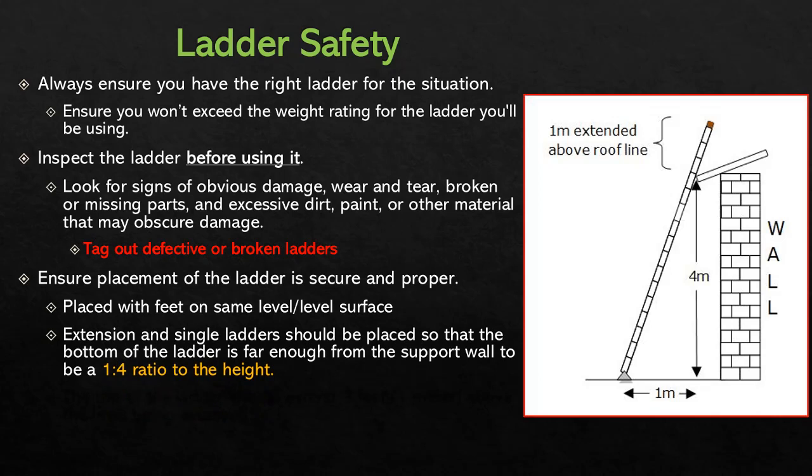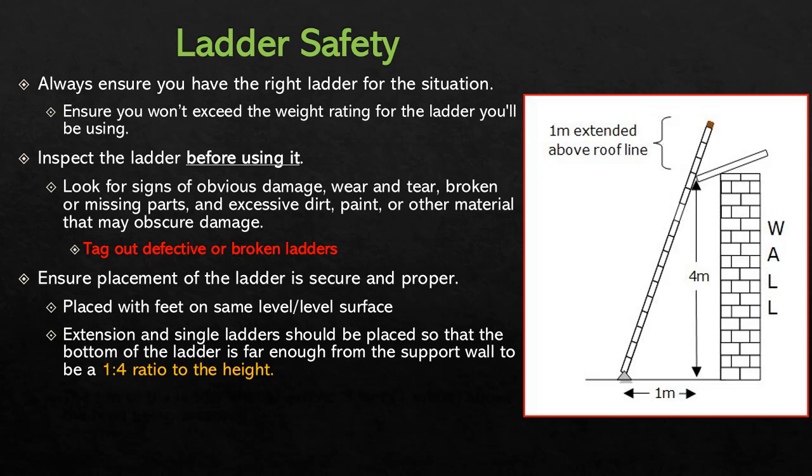For extension ladders and single unit step ladders, you should remember to place them so that the bottom of the ladder is far enough from the support wall to be at a 1-to-4 ratio to the height. So always remember 1-and-4, or 4-and-1 if you will. That's the way that a lot of people remember it, where if you have, in this case you see on this diagram, 4 meters or roughly 12 feet, you need to make sure that the ladder is out about 3 feet from the wall, or from the point where it touches the top, in this case the roof.